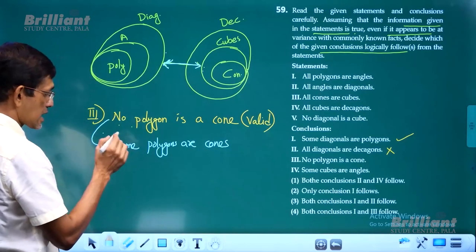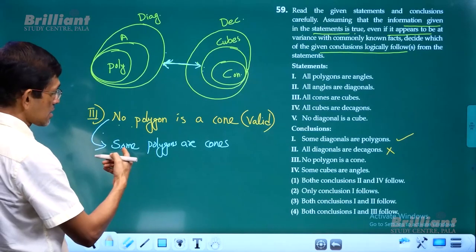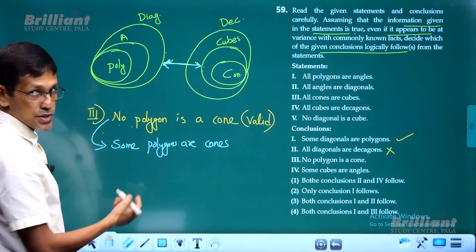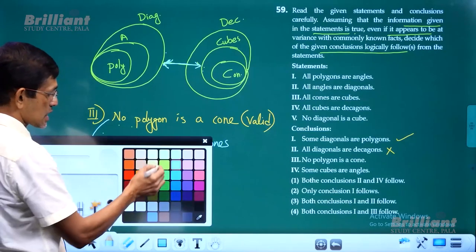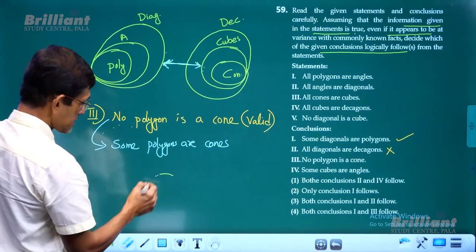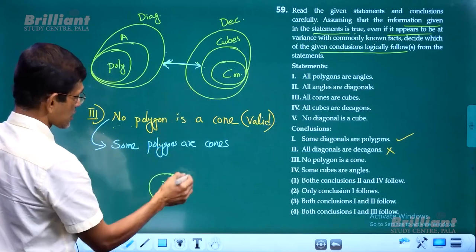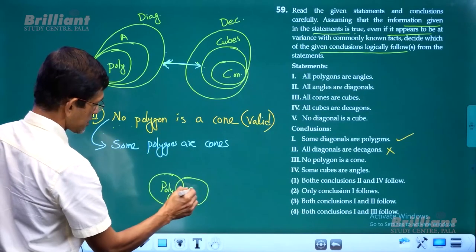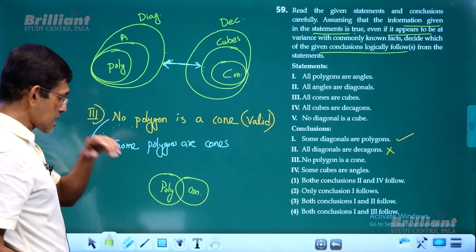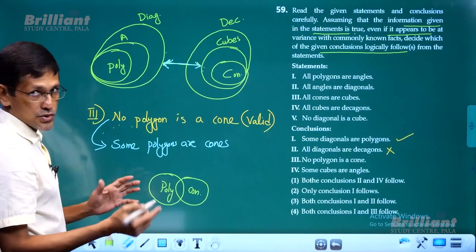So we negated it, and once you negate it, we have to draw a new diagram using this negated conclusion. So some polygons are cones. So this is polygon. Some polygons are what? Cones. This is cone. At the same time, all other things must remain as they are, no change at all.